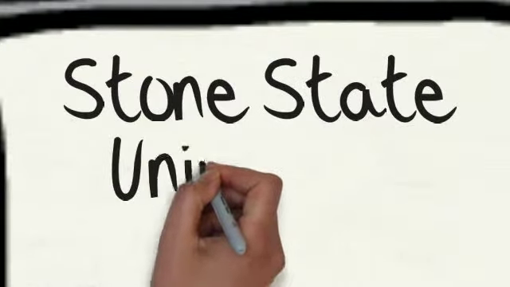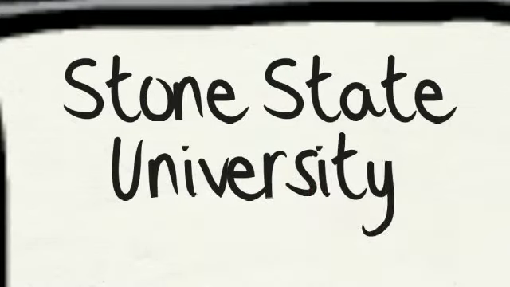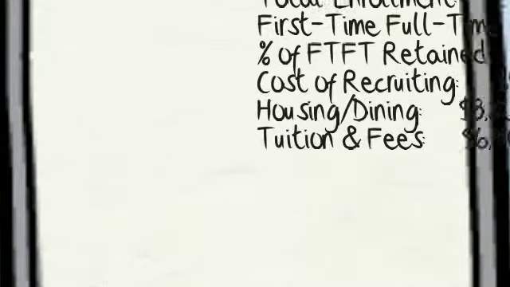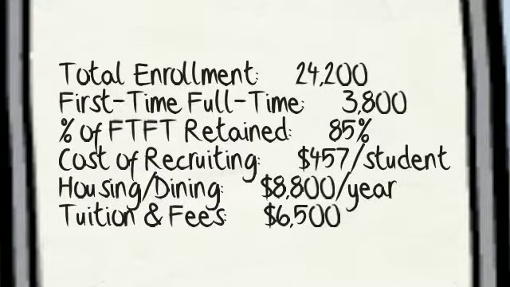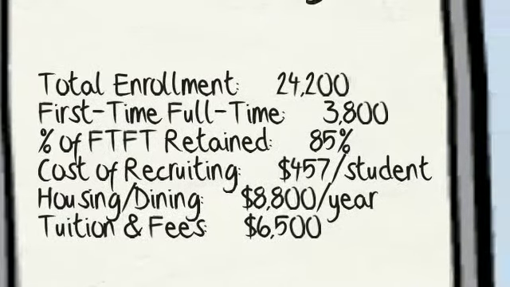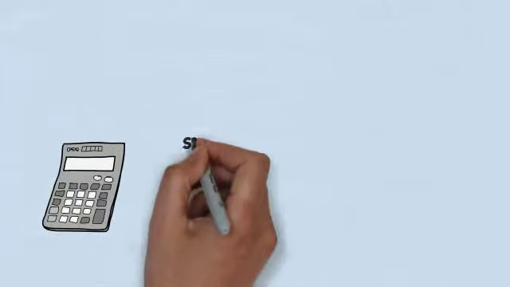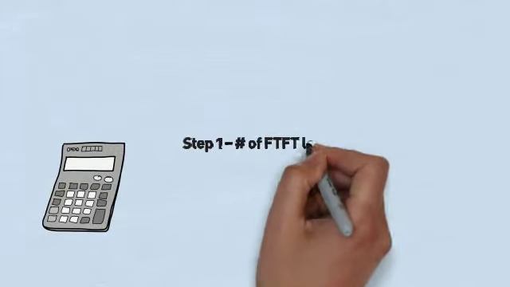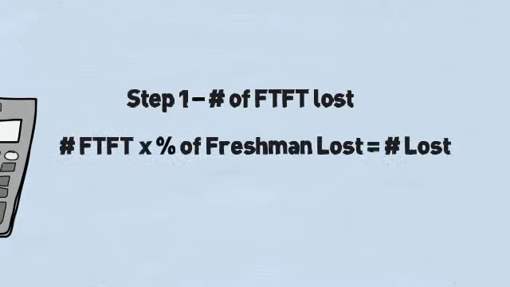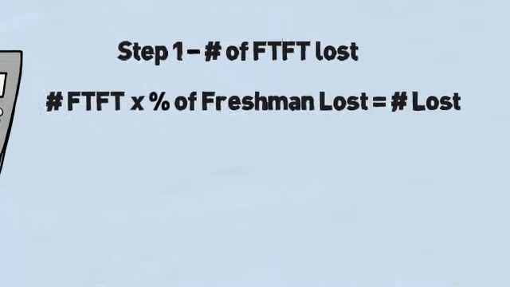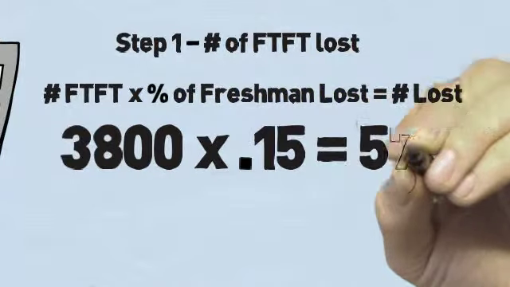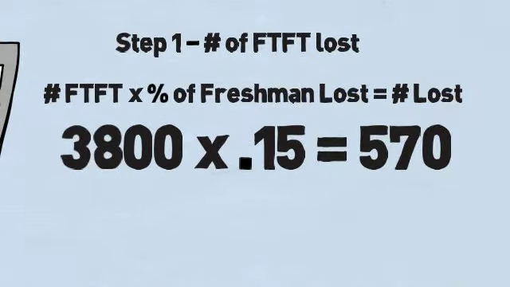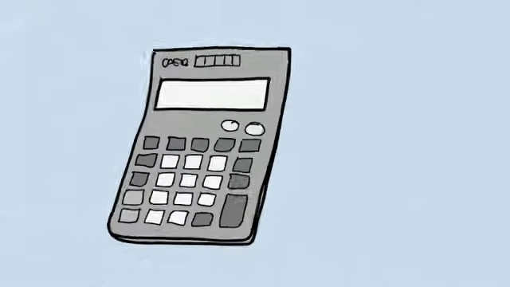For our exercise, we will be using a fictional institution, Stone State University, with the data you see on the screen. To start out, let's figure out the number of first-time full-time freshmen lost. For this, we need to take the number of first-time full-time freshmen times the percentage of freshmen lost. At Stone State University, this looks like this. Remember this number because we'll be using it in our future calculations.